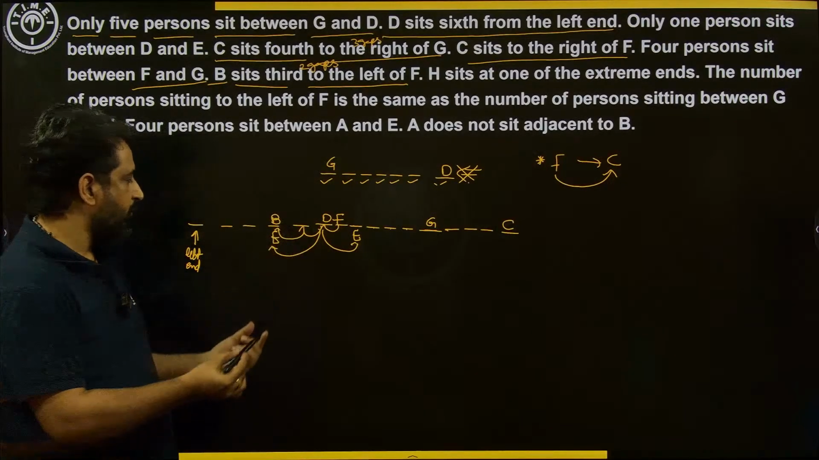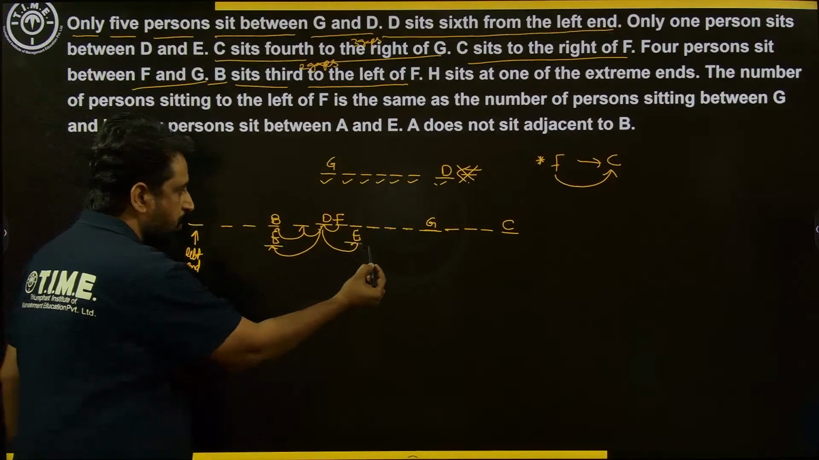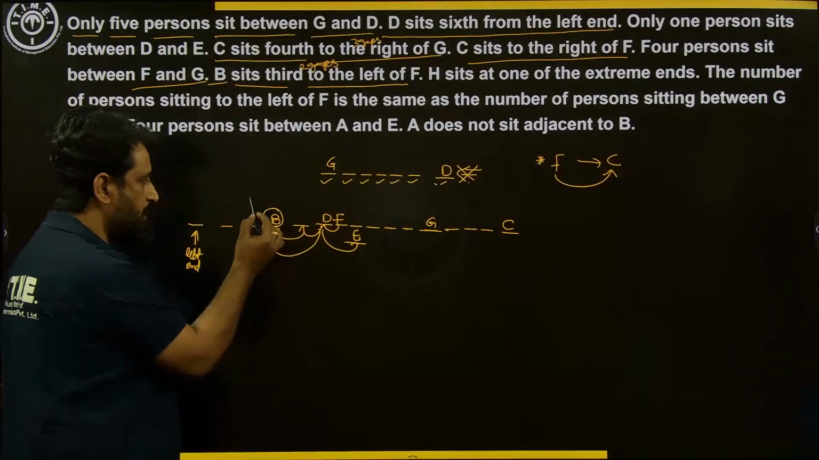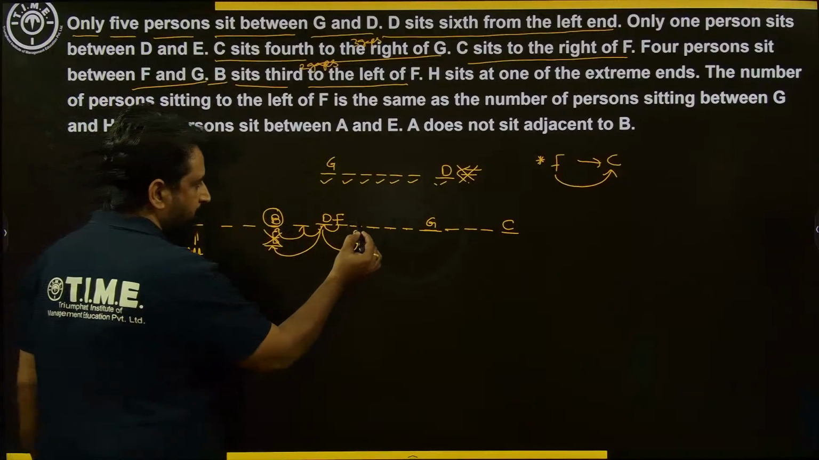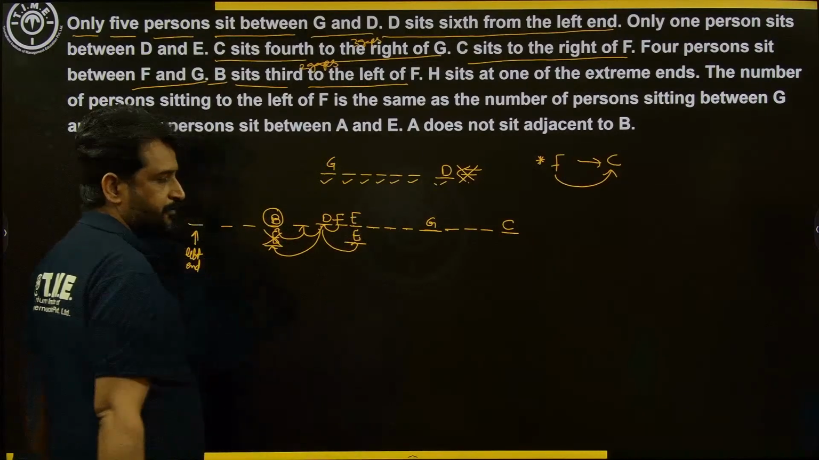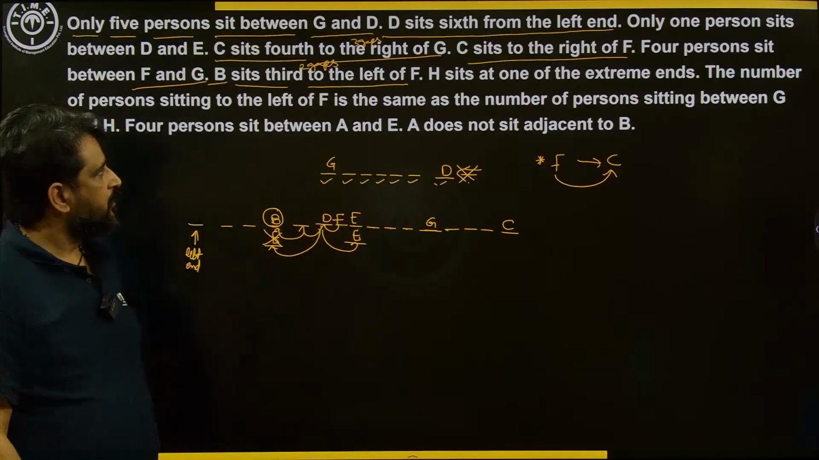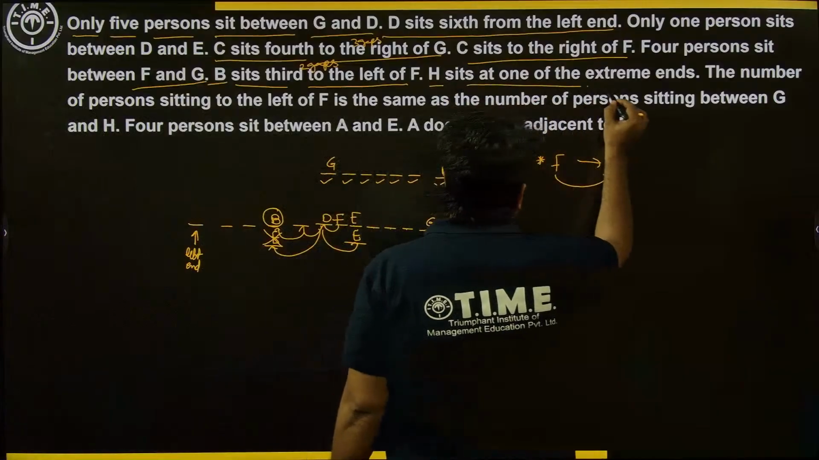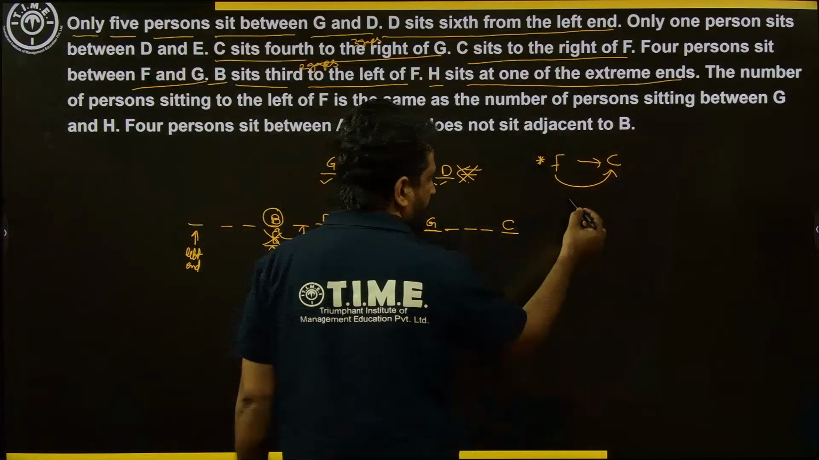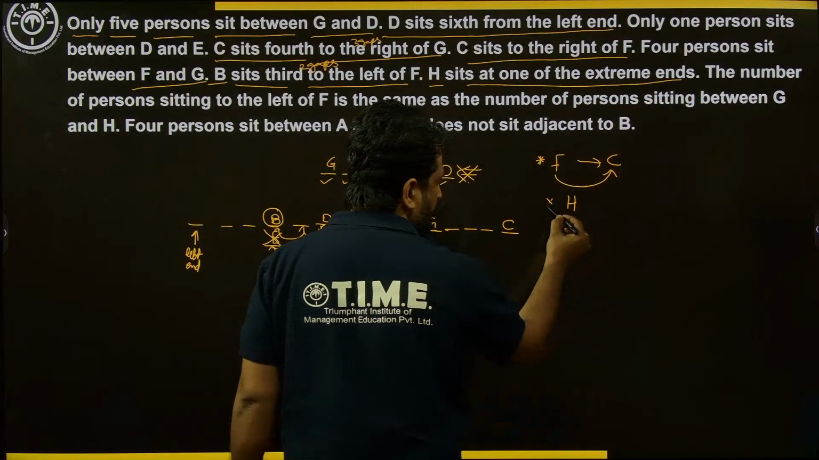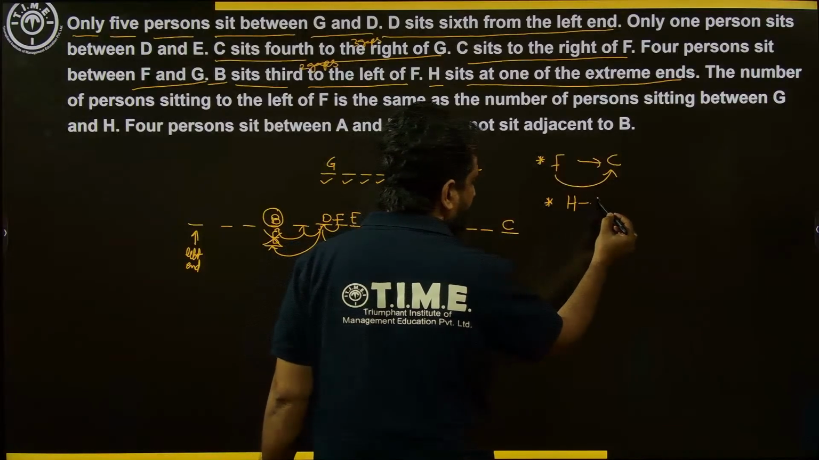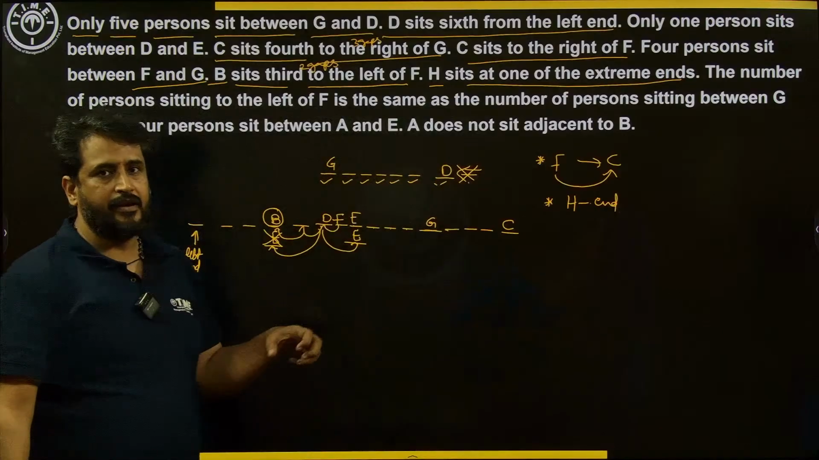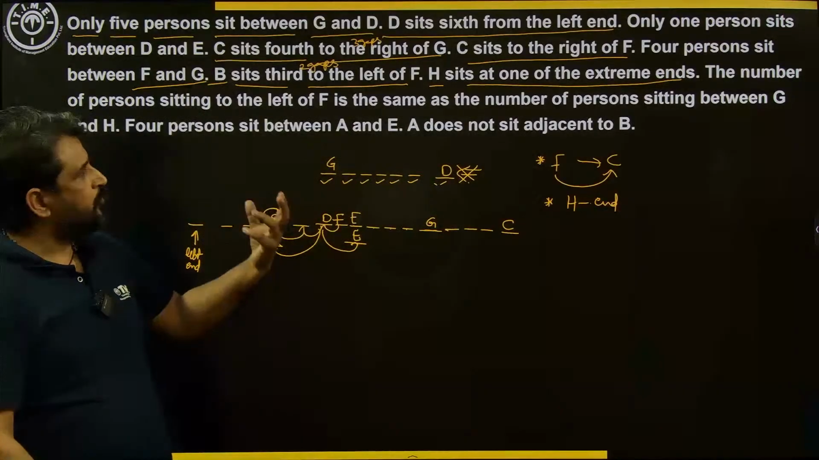Earlier, we had two cases for E. E may be here or E may be here. But this case is ruled out because in this position, whom are we fixing? B. Now I can conclude that this must be the position of E. So E is also fixed. Now move further. What is next given? H sits at one of the extreme ends. Okay, it is not given which extreme. Let me write here. H sits at the end. It could be left hand or it could be right hand. Whenever it is required, we use that. Now move to the next data.